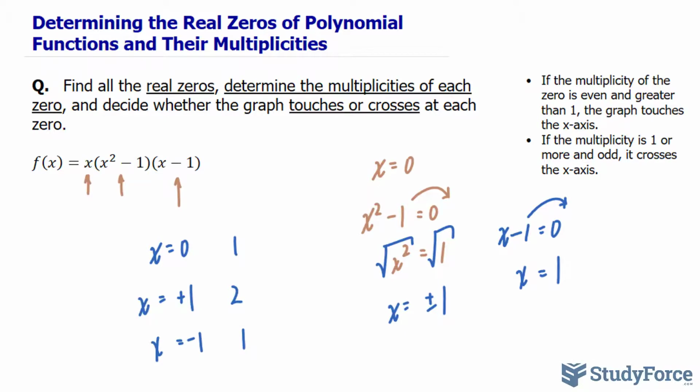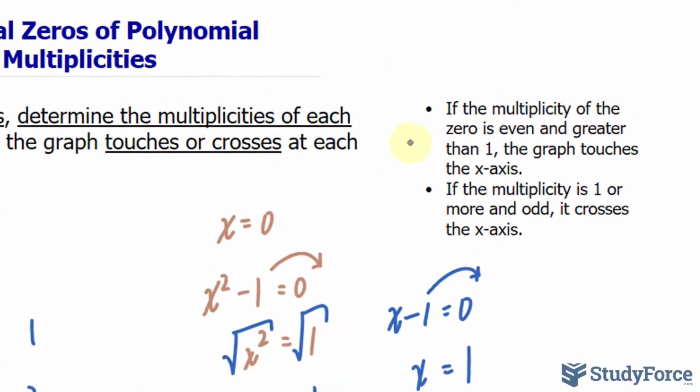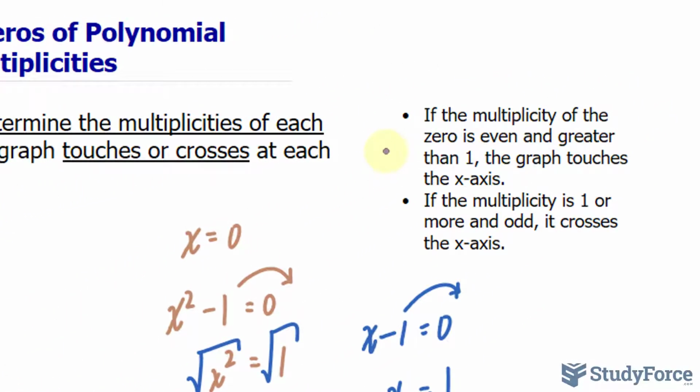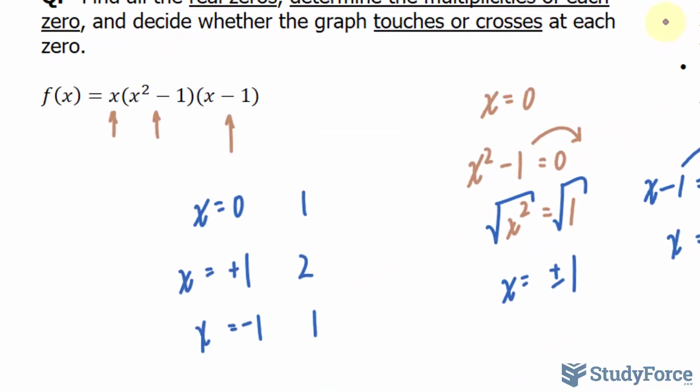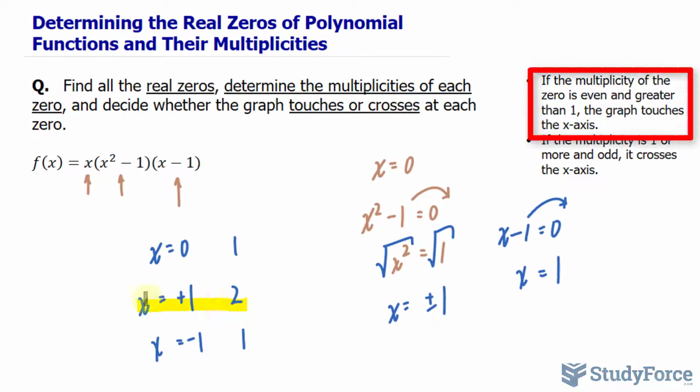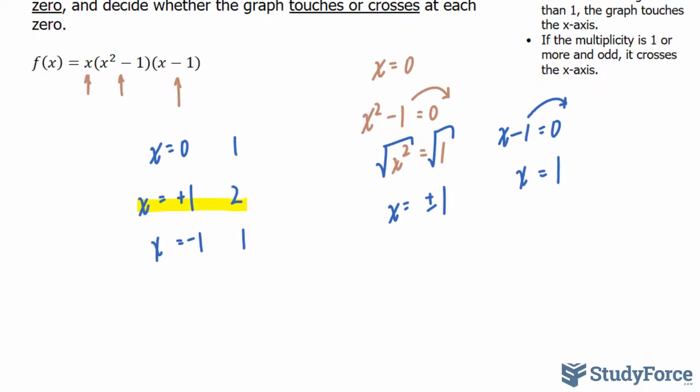To determine this, you have to look at these two features of polynomials. That is, if the multiplicity of the 0 is even and greater than 1, take for example at x is equal to 1, the multiplicity is 2, it's even, so at this point the graph touches the x-axis. So if we were to take a look at this function on a graph, when the graph is at x is equal to 1, there's only a touch at the x-axis.